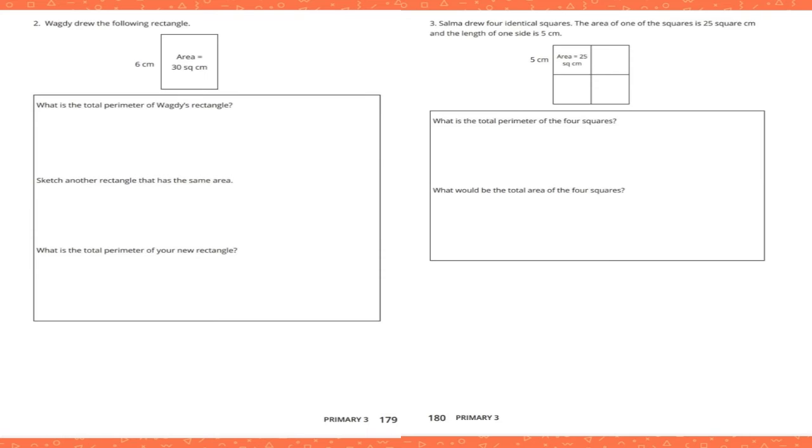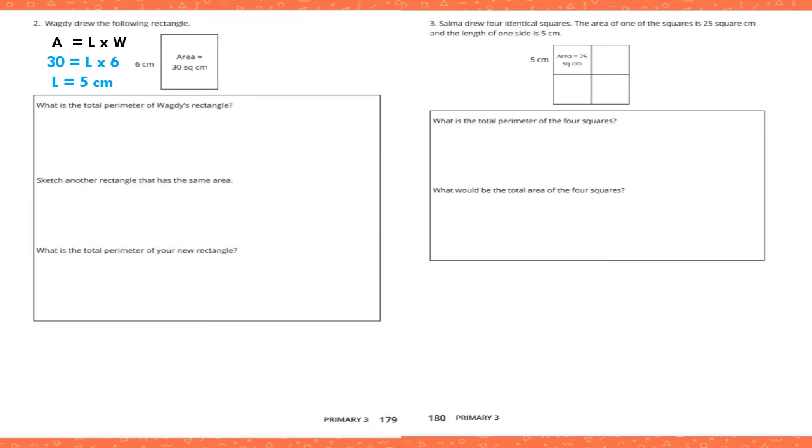Wagdi drew the following rectangle of area 30 square centimeters and width 6 centimeters. So to find the length, we will divide 30 by 6. So it will be 5 centimeters. So what is the total perimeter of Wagdi's rectangle?